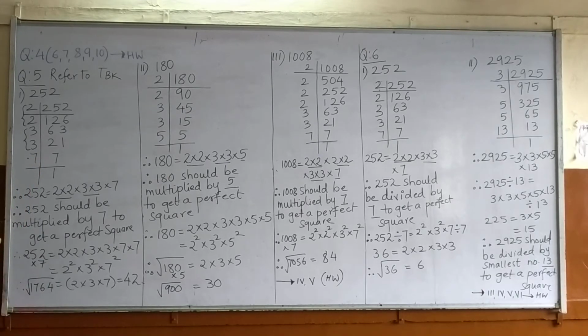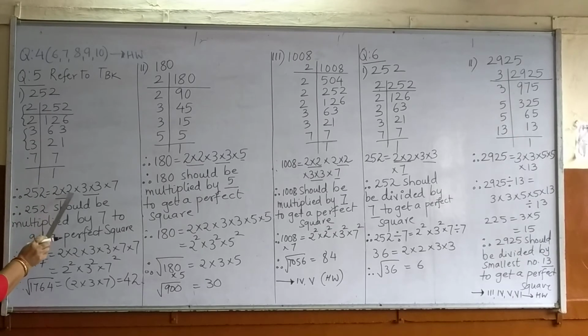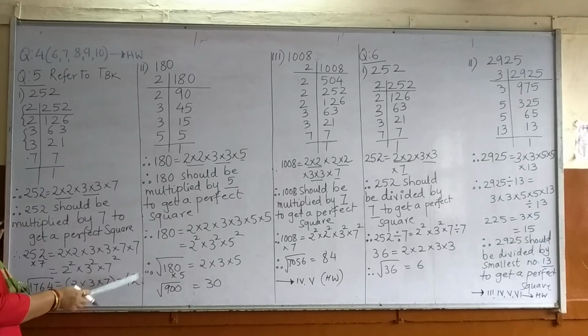So, by which number we should multiply now? We want one more, 7. So, 252 we write down, 2 into 2 into 3 into 3 into 7. So, 252 should be multiplied by 7 to get a perfect square. So, 252 into 7 is equal to 2 into 2, 3 into 3, 7 into 7, answer 42. Are you following?